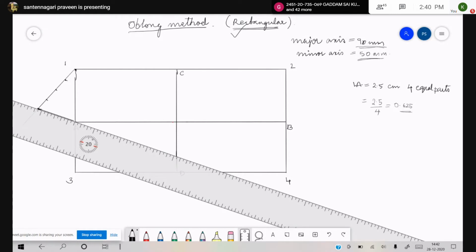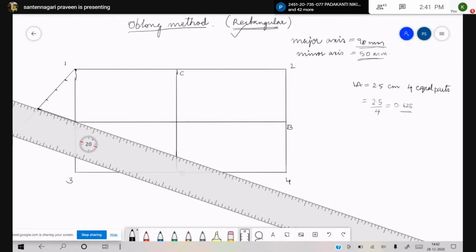Next, take your scale. This you have to do with your set square. Set square gives you your exact parallelness. If you wanted to draw any parallel line, taking a reference of a previous line which is parallel to it, then you have to use your set square.